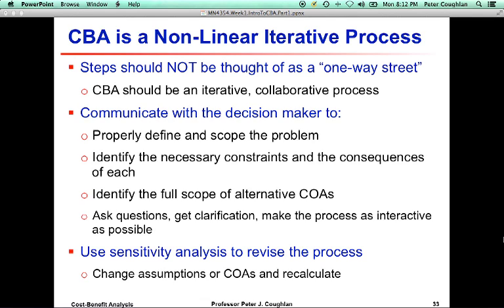Now, although I've talked about cost-benefit analysis as a step-by-step process, the truth is it's not quite so linear, right? It's actually an iterative process, so don't think of it as a one-way street. You do 1, then 2, then 3, then 4, then 5, then 6, then 7, then 8, and then you're done. If it were only that simple, no. It's actually iterative, meaning you repeat the process before you get to the final output, right? And it's also a collaborative process.